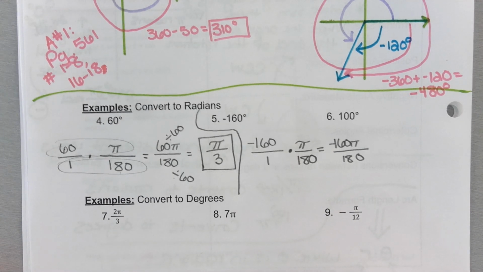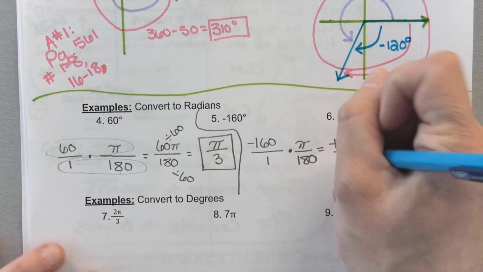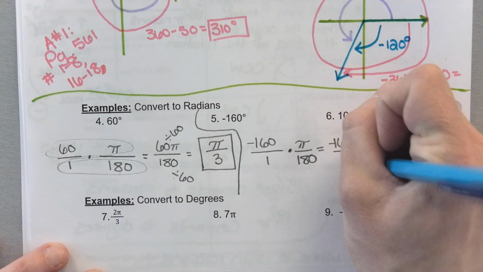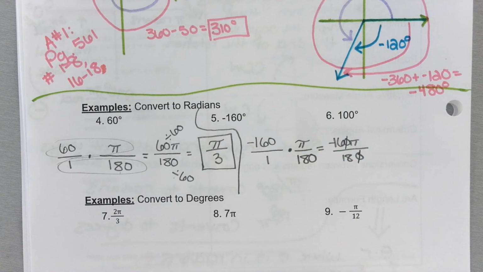So I can divide both by 10, right? So basically I can kind of hack off the zeros. And then look at just your negative 16 and negative 18. What goes into both of those? Not 8. 2.